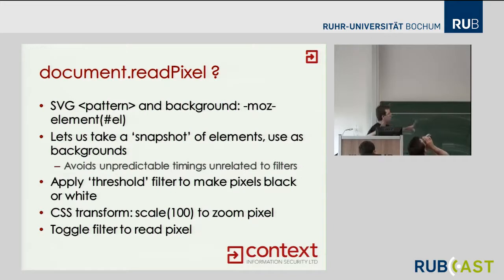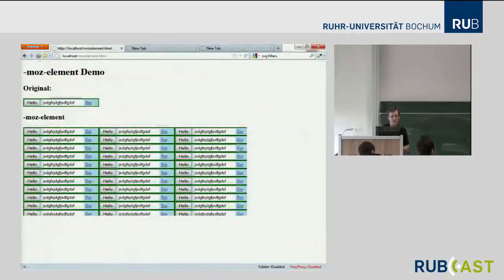To zoom into the pixel, we can use CSS transforms. We can take an element that's just one pixel wide and blow it up so there are more pixels there. Then we do the same thing: we toggle the SVG filter on and off and see what happens. I have a demo of this.